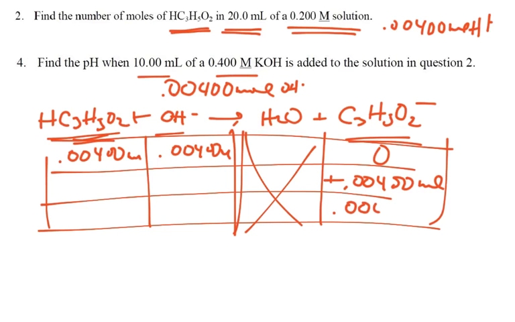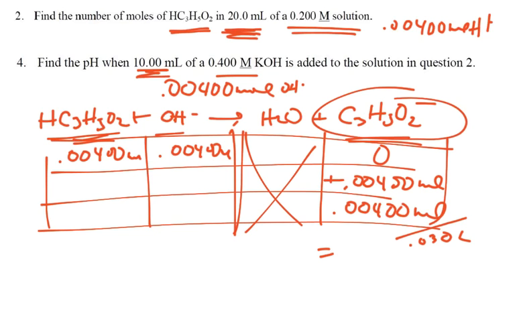So what do I have? 0.00400 moles. And what if I mix together 20 milliliters of my acid and 10 milliliters of my base? So my concentration will be this many moles divided by 0.030 liters, 30 milliliters. So the concentration of this ion, which is what I care about, will be 1.333 repeating.